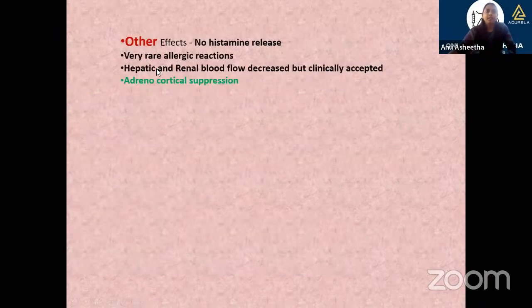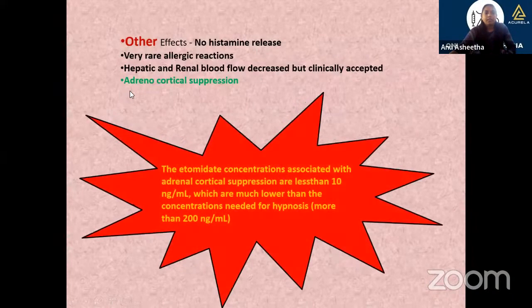Now, other effects include no histamine release, very rare allergic reactions, and hepatic and renal blood flow is decreased but clinically accepted. Then adrenocortical suppression. This is the very deadly side effect of etomidate. Hence, it is not used regularly. Only in case of indications are we using it.